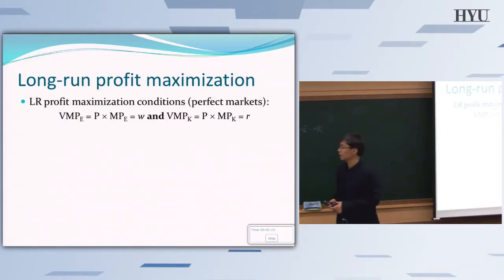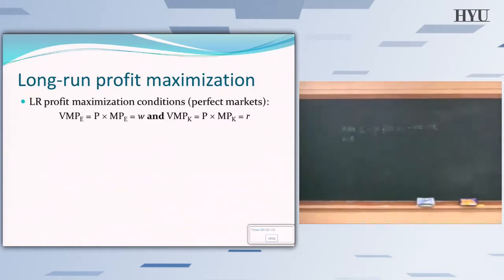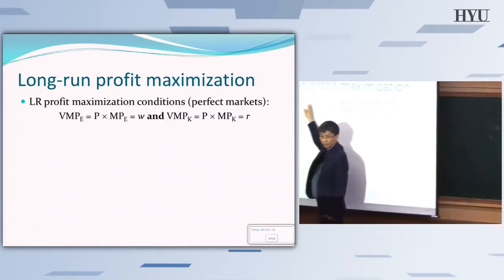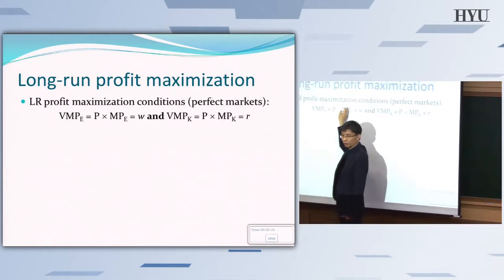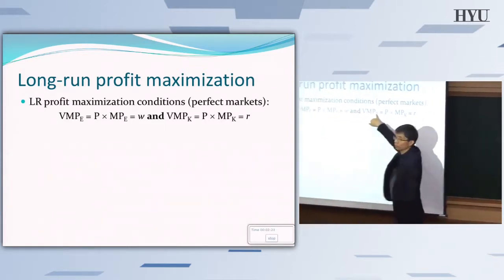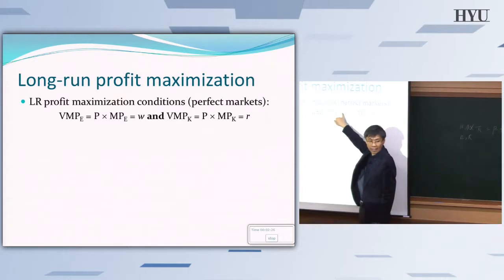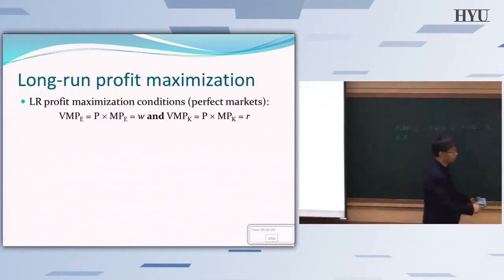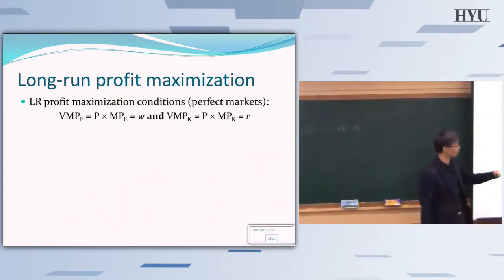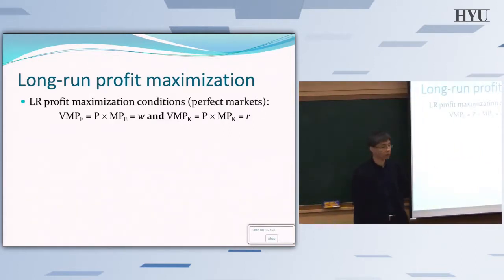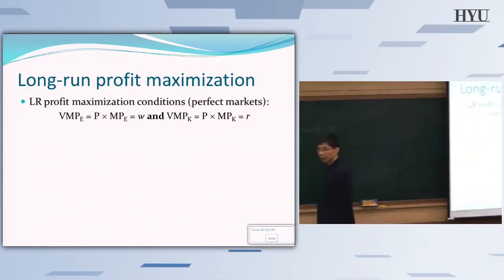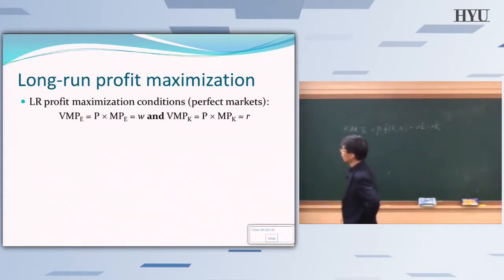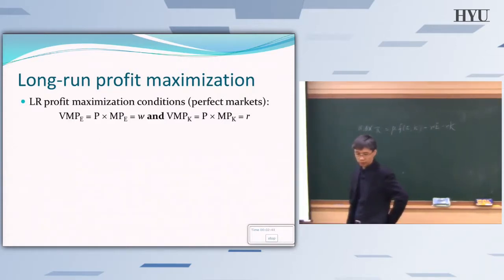Okay, basically this is the short run profit maximization condition. We didn't have the second one because we assumed K was fixed. Now, since K can be changed, not only VMPE equals W, but also VMPK must equal R. Okay? So two conditions should be satisfied at the same time. So this is the profit maximizing condition in the long run. It doesn't look that difficult.